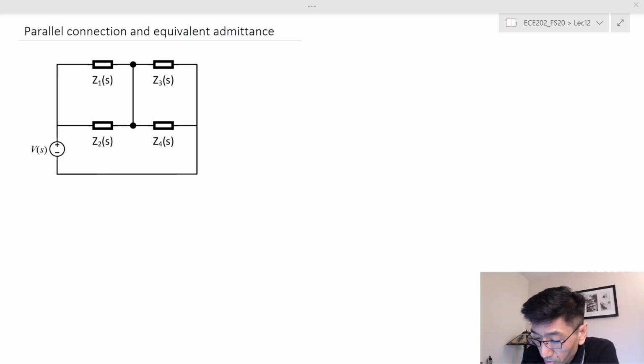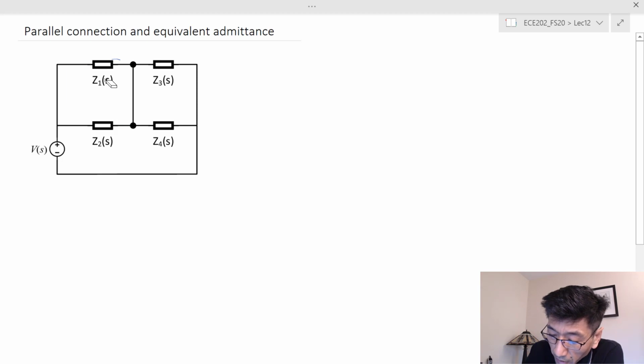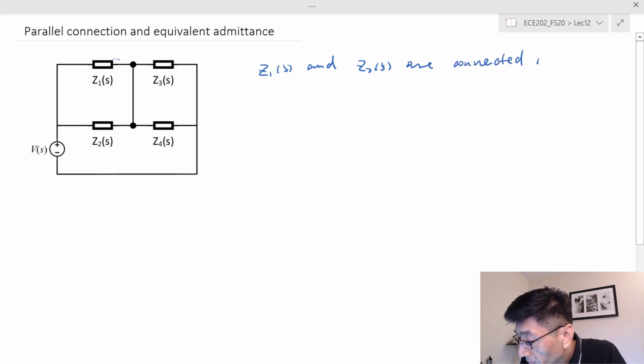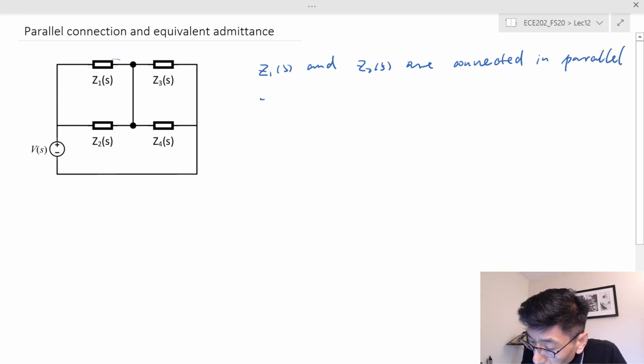So in this figure we're drawing here, Z1 and Z2 form a loop, or a mesh, without any additional elements. Therefore Z sub 1 and Z sub 2 are connecting in parallel. And similarly, Z sub 3 and Z sub 4 are also connecting in parallel, right?